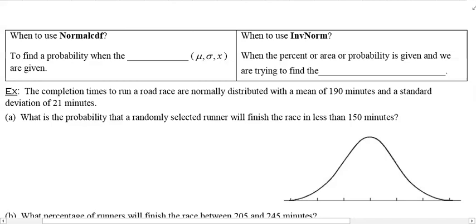Alright, continuing on. When to use a normal CDF to find a probability when the data is given. When to use the inverse normal. So normal CDF or inverse. When the percent or area of a probability is given and we're trying to find the corresponding score.